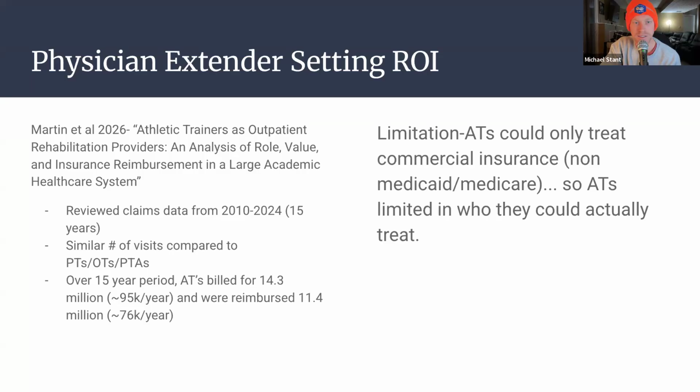in those situations. A limitation is that athletic trainers, when it comes to insurance, are not recognized by Medicaid or Medicare, so they're actually limited in who they could treat. So in this setting, they didn't treat anyone over the age of 65, which could have been a large group that ATs could provide service to.